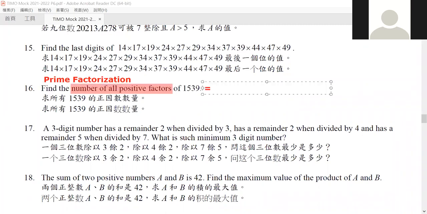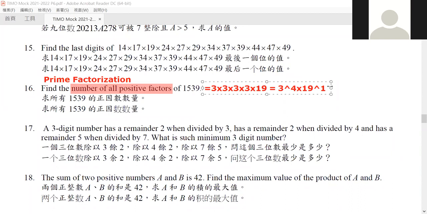So for our 1539, we clearly see that it can be divisible by 3. So we can keep on dividing by 3. So it will be equal to 3 times 3 times 3 times 3 times 19. Or in other words, using the notation that we have, it is 3 to the power 4 times 19 to the power of 1.